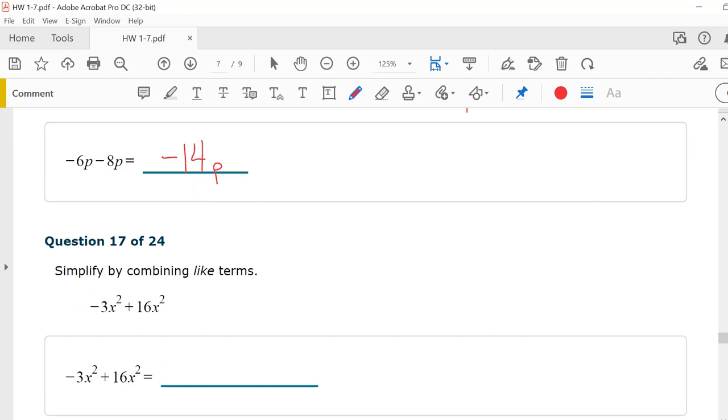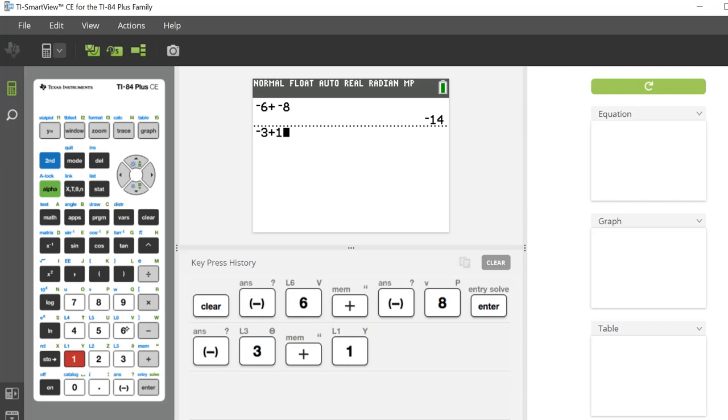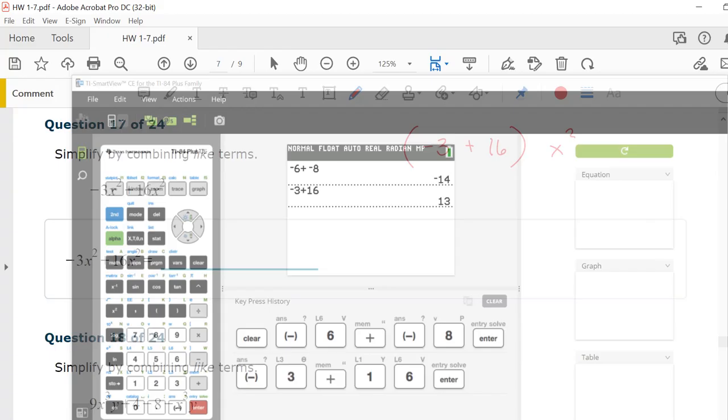Number 17, negative 3x squared plus 16x squared. So the x squareds are exactly the same. Same variable to the same exponent. So I can say that it's going to be negative 3 plus 16x squared. On my calculator, negative 3 plus 16 is 13. So I get 13x squared.